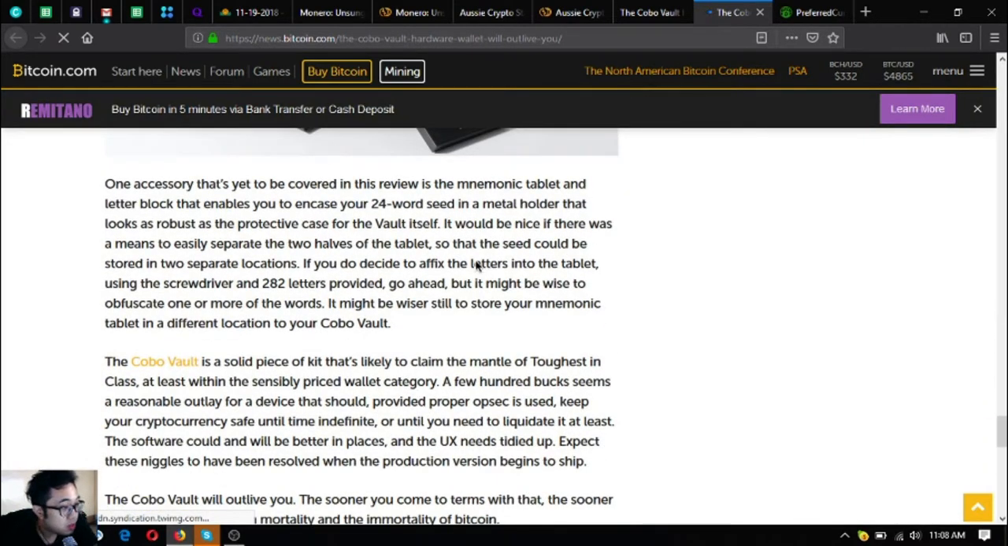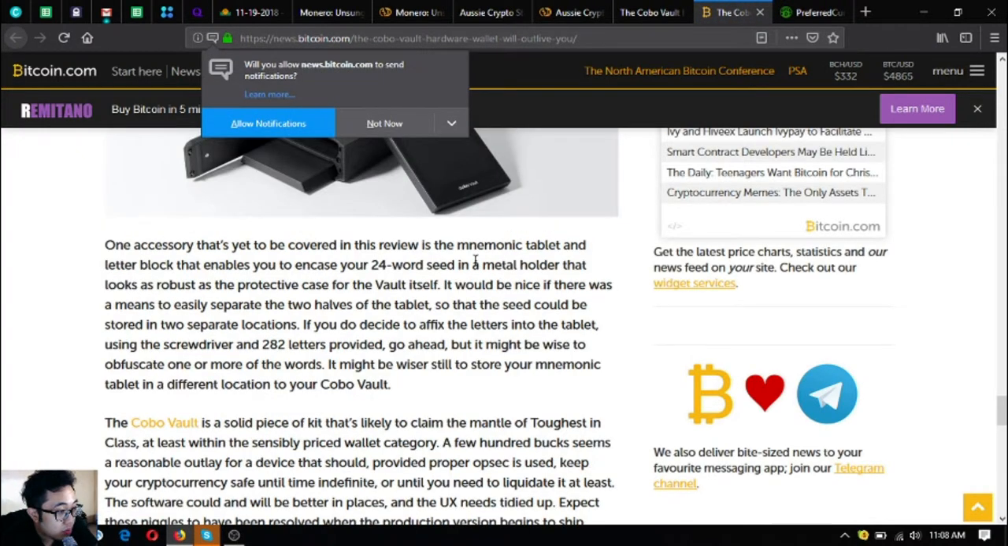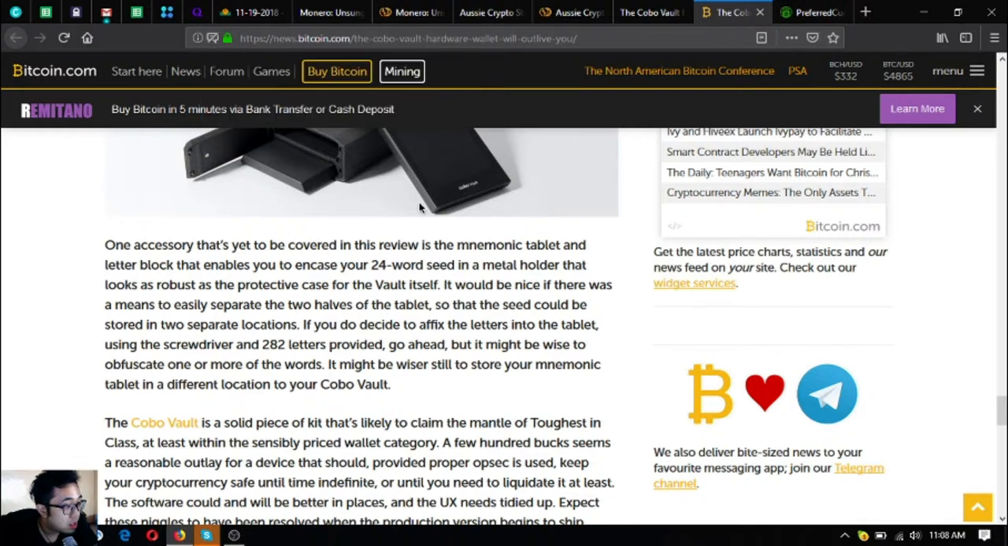One accessory that's yet to be covered in the review is the mnemonic template and letter block that enables you to encase your 24-word seed in a metal holder that looks as robust as the protective case for the Vault itself. It would be nice if there was a means to easily separate the two halves of the tablet so that the seed could be stored in two separate locations. If you do decide to affix the letters into the tablet using the screwdriver and 282 letters provided, go ahead, but it might be wise to obfuscate one or more of the words. It might be wiser still to store your mnemonic tablet in a different location from the Cobalt.